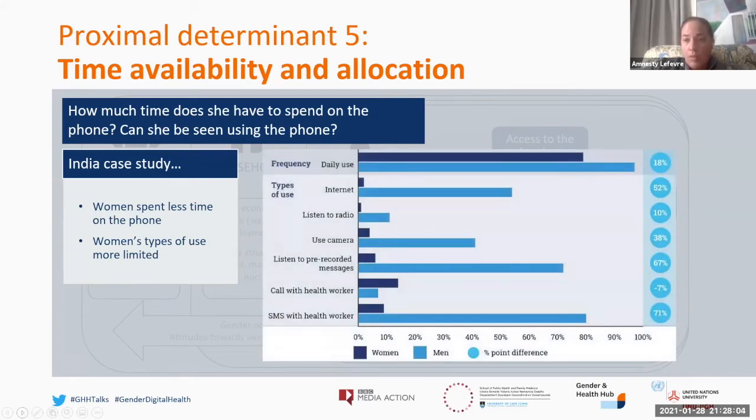You'll see from the horizontal bars depicted at the top of the figure that the proportion of women using the phone on a daily basis was nearly 20% less than that of their husbands. Beyond the time spent on the phone, we asked both men and women about types of use. Overall, the types of use were much more limited for women. As depicted in the figure, while over half of men in the study sample reported using the mobile internet, almost none of women did. Similar gaps were observed for camera use, listening to the radio or pre-recorded messages, or using text messages to communicate with health workers. Let's turn back to Kerry to hear more about findings from the qualitative research. Kerry? Thanks. You can go to the next slide.